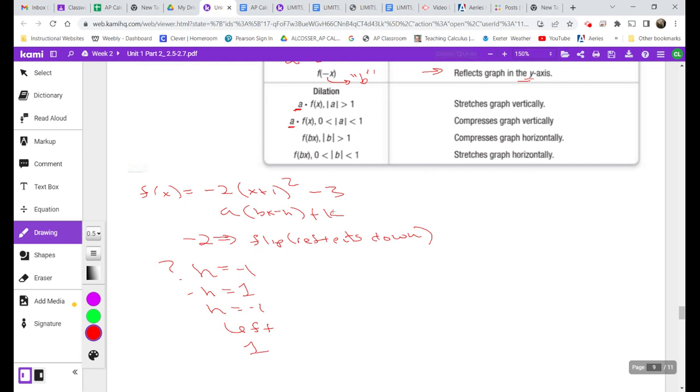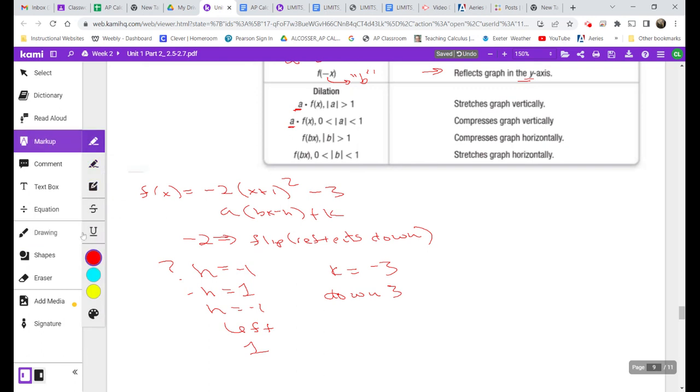Okay? Now we look at here. K is equal to -3. K is negative, so it's going to move down 3. So now I've got a few things going on here. This is what I mean by you can sketch it quickly. I am flipping it over and pointing it down, and it's going to be a little bit skinnier because 2 is greater than 1. I am moving it to the left 1 because h is -1, and I'm going to move it down 3.